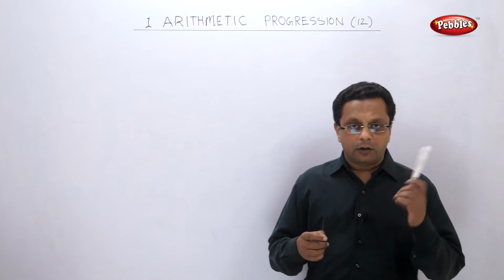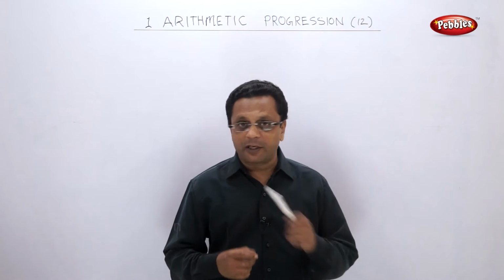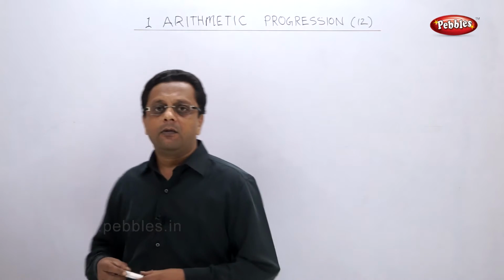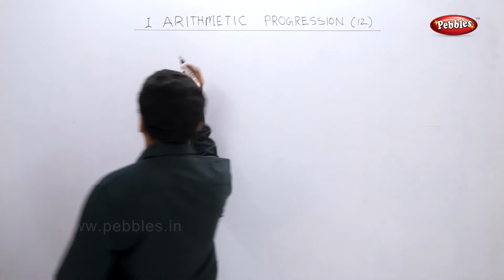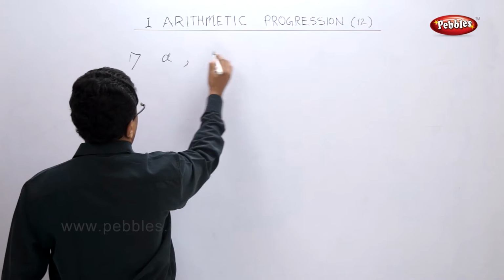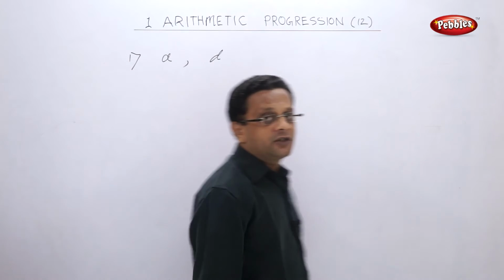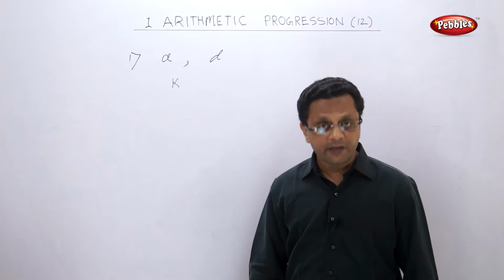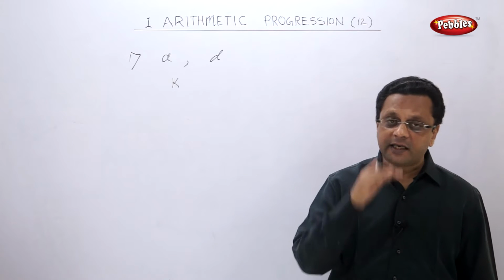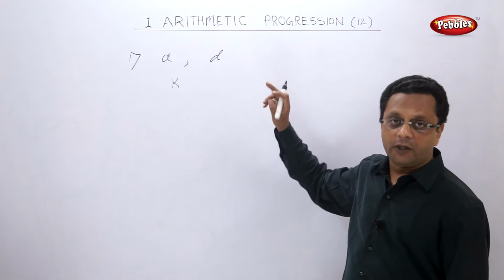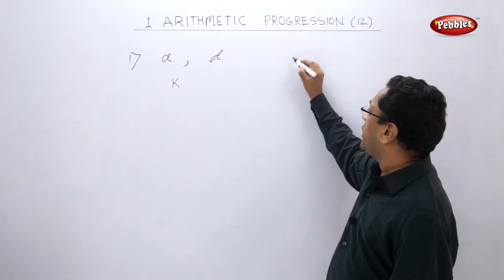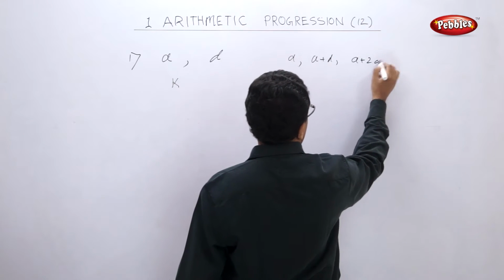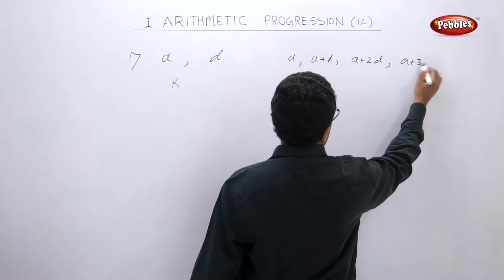Welcome back, friends. Now we are going to see two properties of arithmetic progression. Suppose we have an arithmetic progression with a as the first term and common difference d. Now suppose k is any constant. If you add k to each term of the AP, that is a, a plus d, then a plus 2d, a plus 3d and so on.